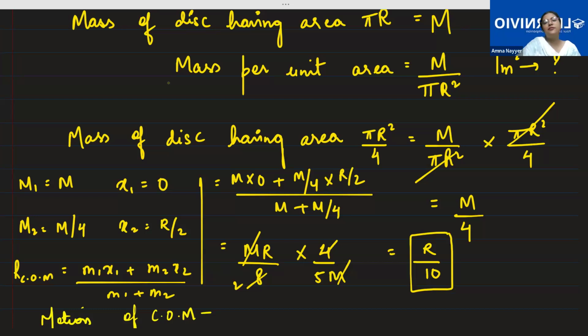Now, if you have a sphere, for example, what you can do is, the mass of the sphere having volume 4 by 3 pi r cube is m.